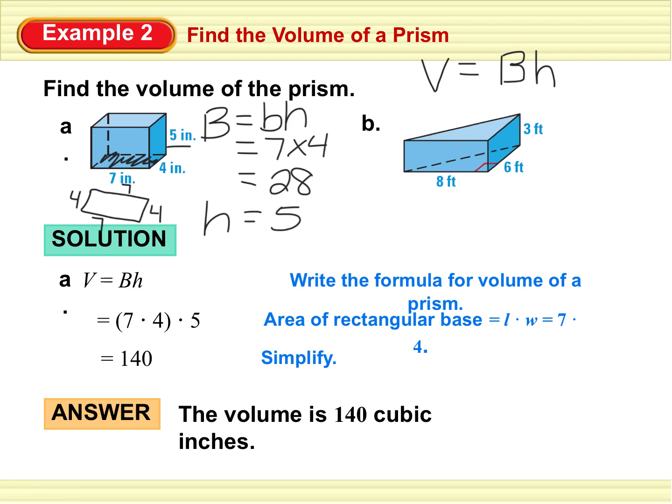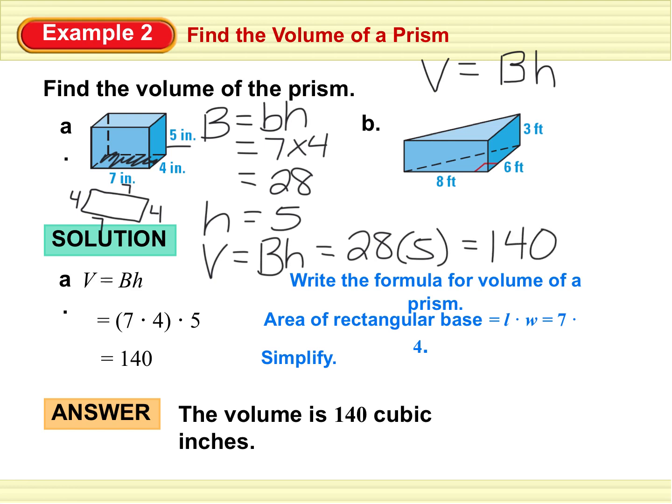Okay, now do we have everything? Yes, so use the volume formula. We have capital B times H. So what do we multiply? 28 times 5 to give us 140. What do we label? Inches. Why did we always put squared?